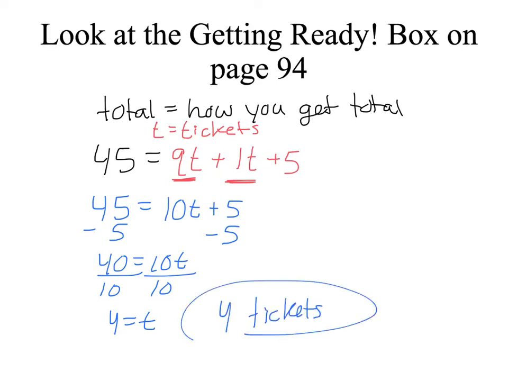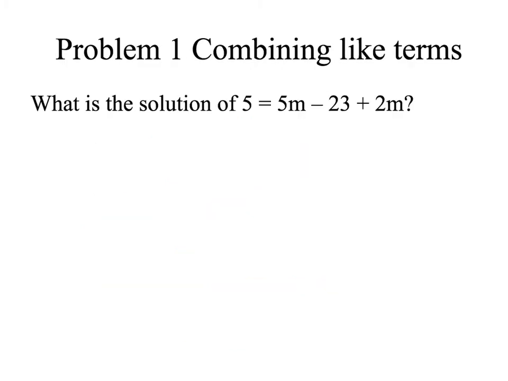So the new thing here is just we're going to be adding in combining like terms and the distributive property into solving equations. Alright, so problem 1, here's one where we have to do combining like terms. So what's the solution of 5 equals 5m minus 23 plus 2m? Your goal is to get it to a two-step equation. So to get it to a two-step equation, you have to combine the 5m and the 2m.